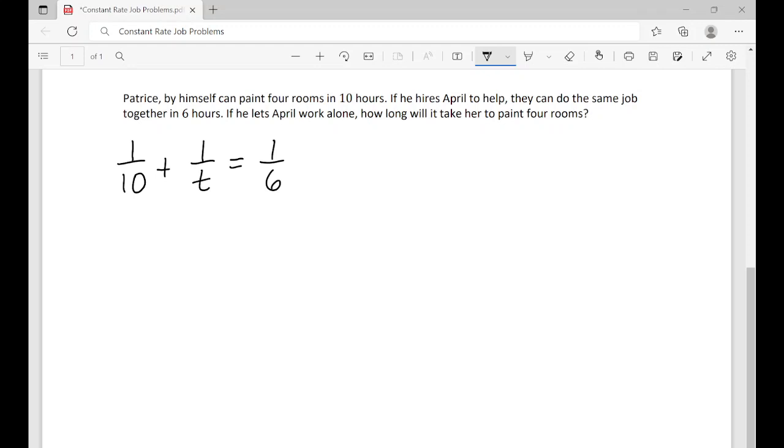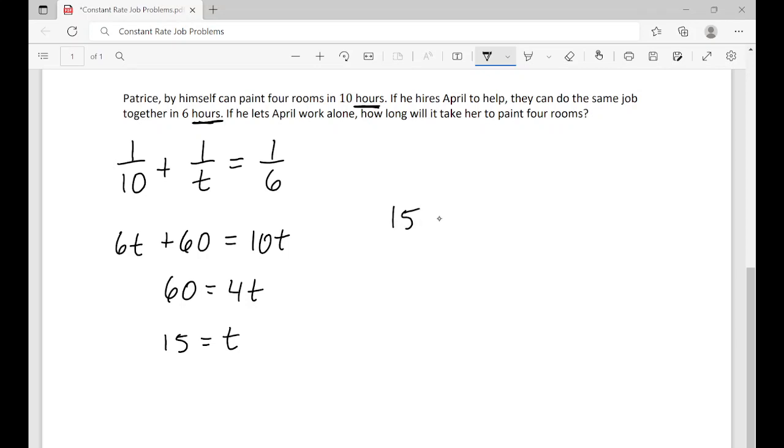So when I do that, I'm going to get 6t plus 6t equals 10t. I'm going to subtract the 6t over, and I'm going to get 60 equals 4t. Then I'm going to divide the 4 over, and I'm going to get 15 equals t. Now, t is time, and I look up here and look for the unit of measure, and everything is in hours. So how long will it take for April to get the work done by herself? It'll take her, if she does it by herself, 15 hours.